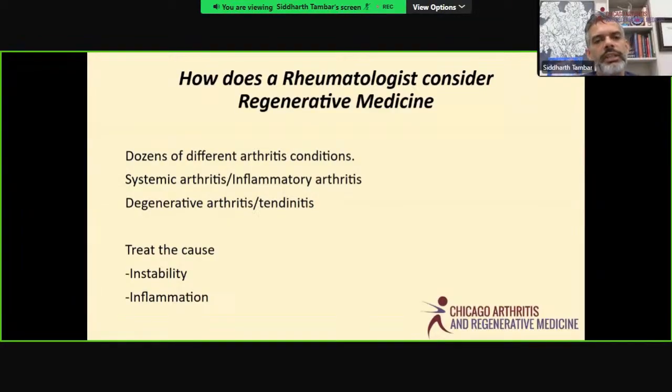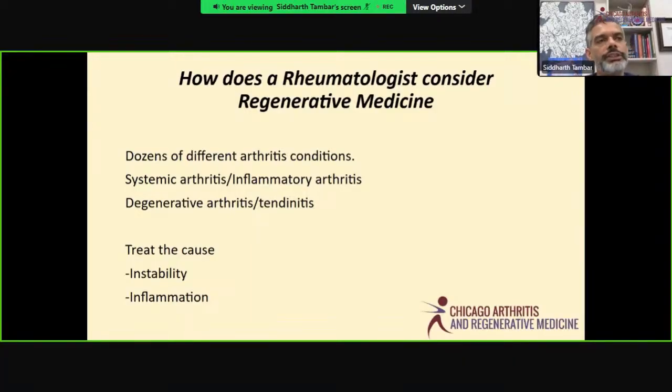So as a rheumatologist, how do I think of regenerative medicine? There are quite a few different types of arthritic conditions. There are conditions where it's a total body problem, a systemic, metabolic, inflammatory problem. And then there are degenerative problems, tendonitis or arthritis problems, where it's progressive wear and tear that's leading to issues. The key in all of this is that you should be treating the actual cause of the problem, and those causes are instability and inflammation.